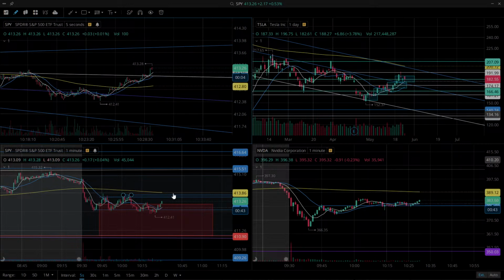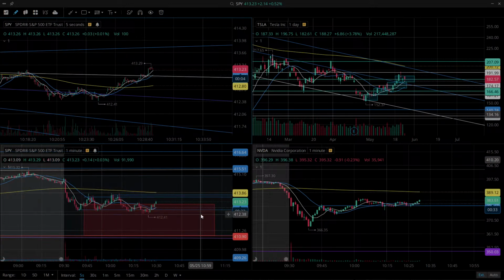Gotcha. All right, we're coming out of the box. Might just make it. Here comes our range. This range limit's going to be right here in this little short-term resistance zone we have here.